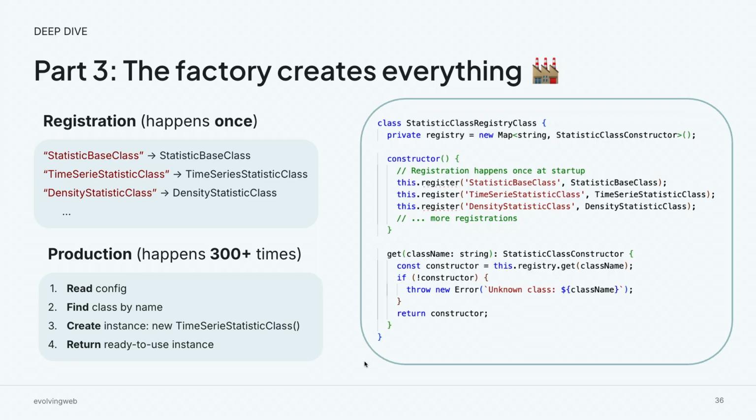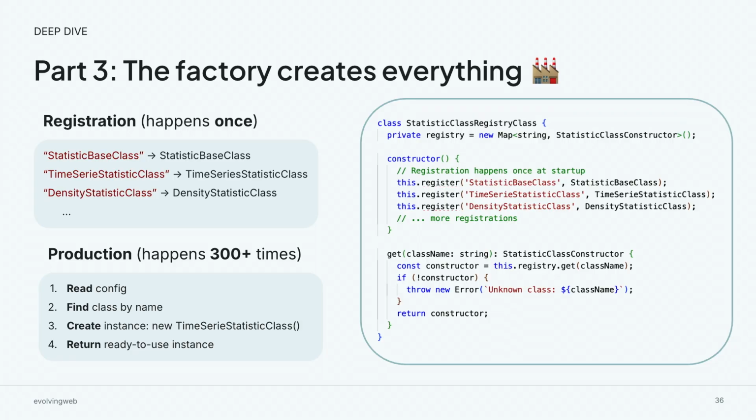So we have 2 steps. First, it's the registration. We're going to tell the factory which classes we have. So you're going to create a directory of classes we have. For example, we have the static classes, but then we're going to have all of those 10 or 12 specific classes, and then we're going to have the production step.